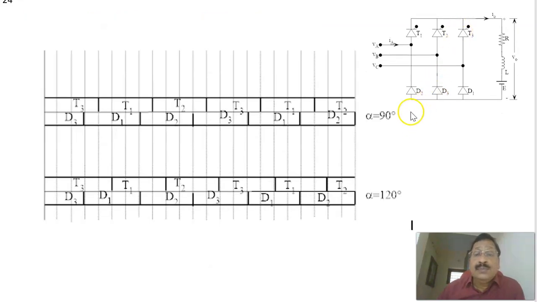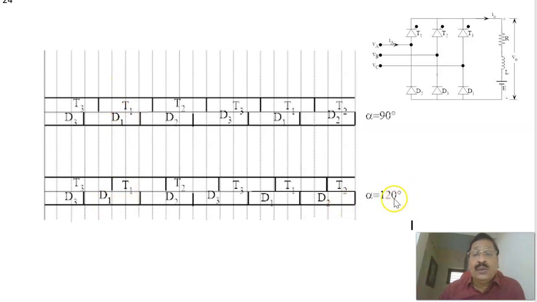Now the same thing again, for firing angle equal to 90 degree. You can see D3, D1, D3, D1, D2, D3, that's not changing. But here T1 is shifted now. Alpha equal to 90 degree, so totally 30 plus 90, 120 comes here. For T1, then again 120, after 120 T2, again after 120, like that. Now we can find out what are the devices conducting at different instants by watching this.